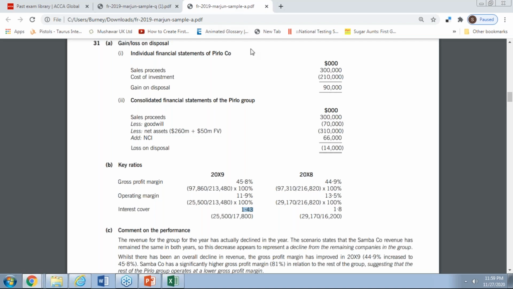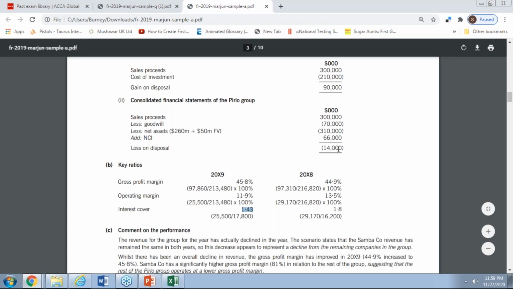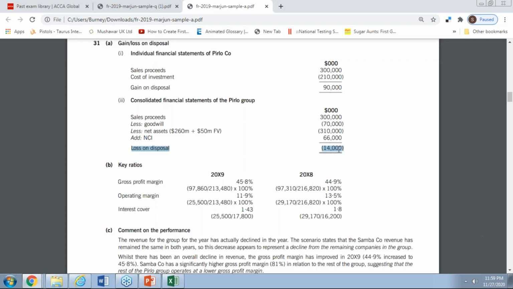But from this perspective, when you see that it is a profitable company and the company has sold it at a loss of 14,000, I think this is not a good decision from the group's perspective, because we never sell a profit making company at a loss.